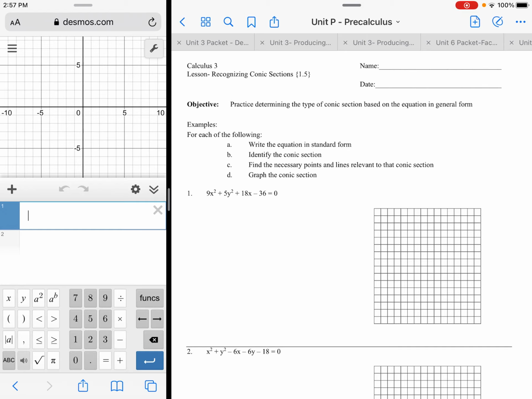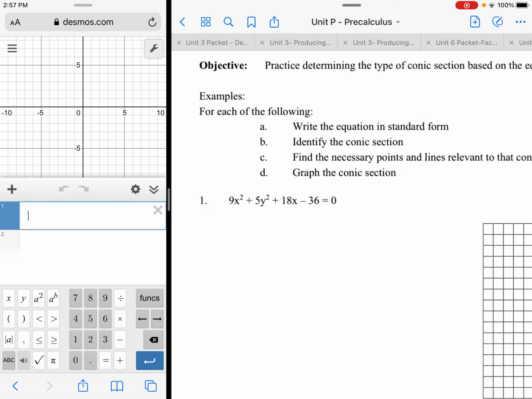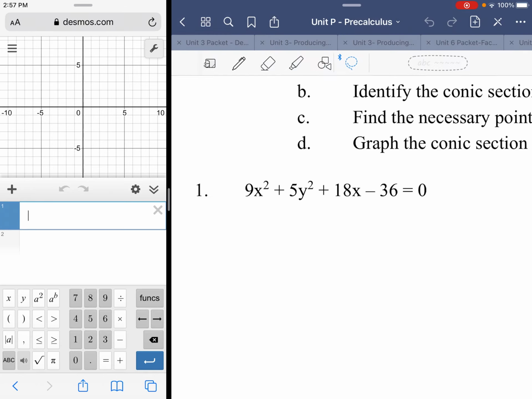where we're going to be living. We're going to be living with the Desmos calculator. All right, so what I want to be doing here is first organizing things so that it's completing the square friendly. All right, so I'm going to rewrite.